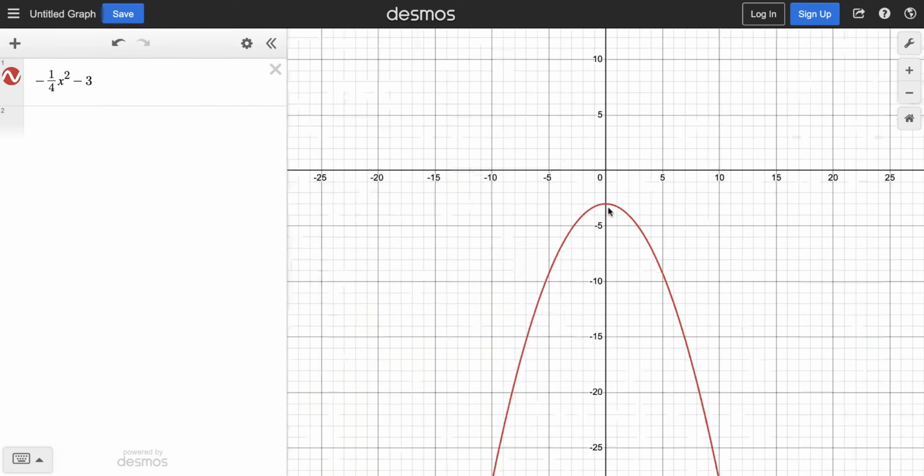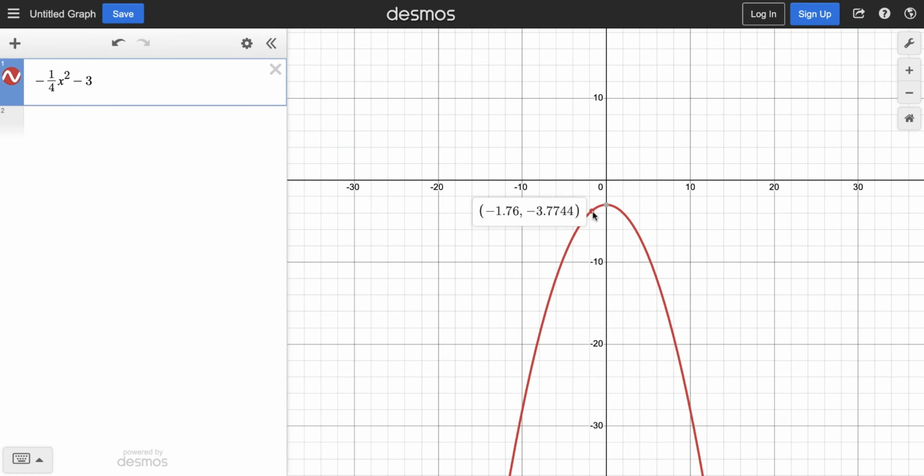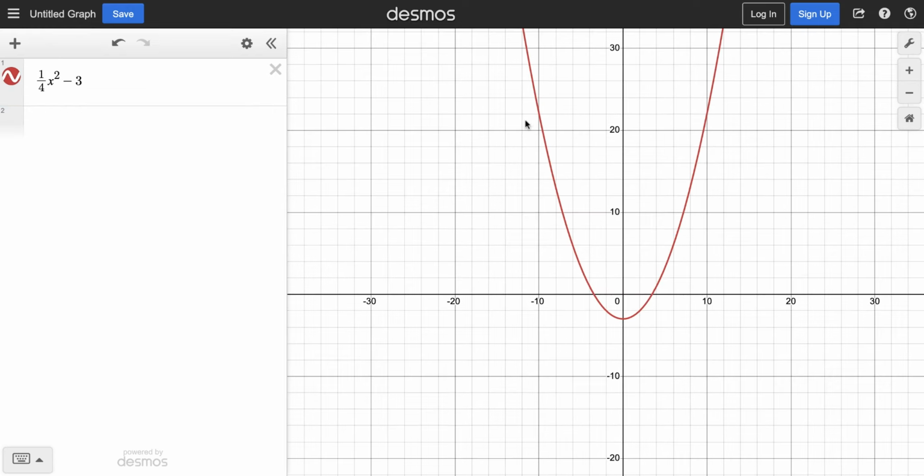And you notice how if we actually graph this, our parabola is facing downwards with a vertex of 0, -3. If we did not include this negative sign in front of the 1/4, notice how now the parabola is facing upwards, which is not what we want, because the focus is below the directrix.